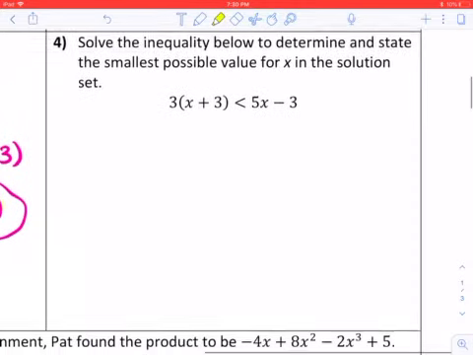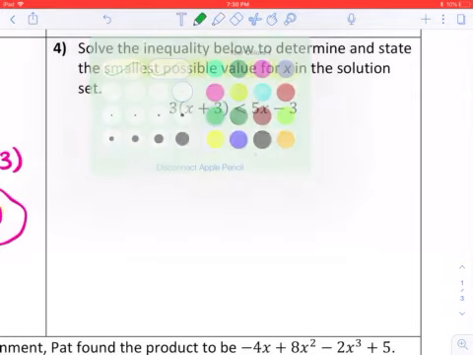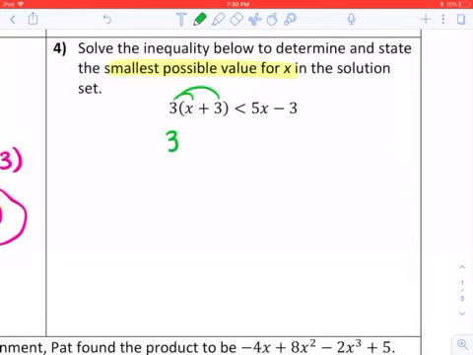Number 4. Solve the inequality below to determine and state the smallest possible value for x in the solution set. So, of course, I am going to start by distributing. 3 times x is 3x. 3 times 3 is 9. Is less than 5x minus 3.